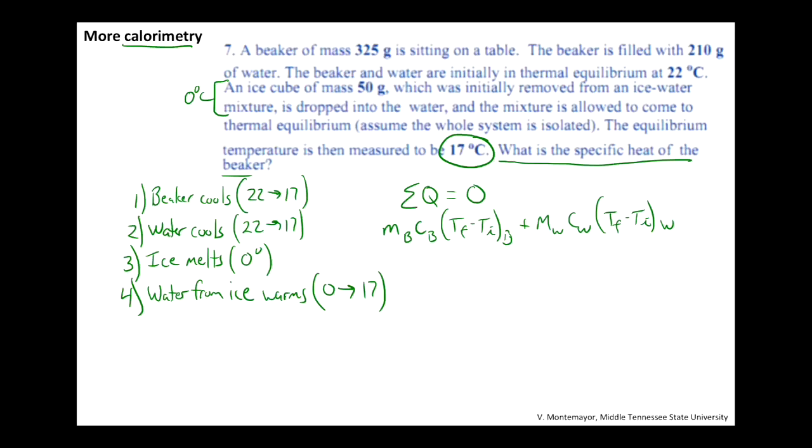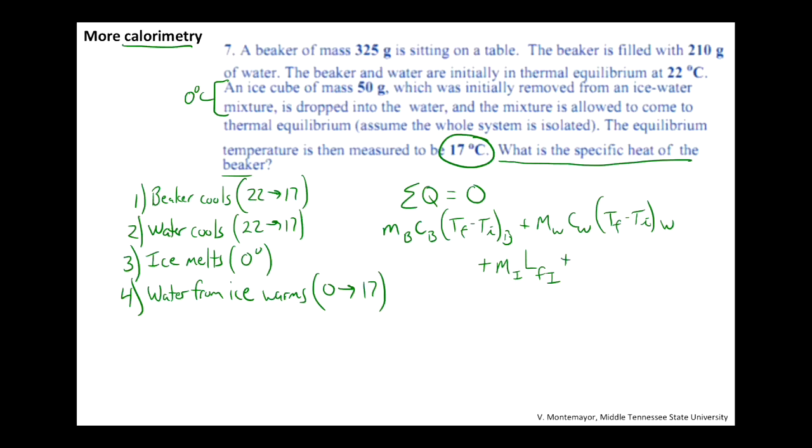If heat is going into something, we call that a positive heat. If heat is leaving, we call that negative. So in this particular case, this is going to be a positive term, which will be the mass of the ice times LF for the ice. Heat is going in and melting that substance.